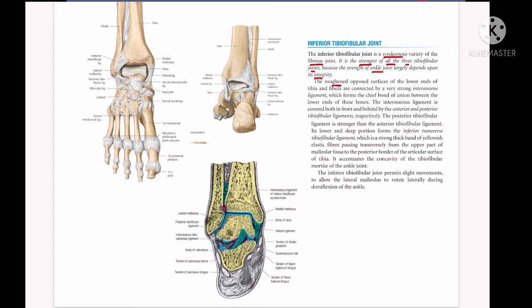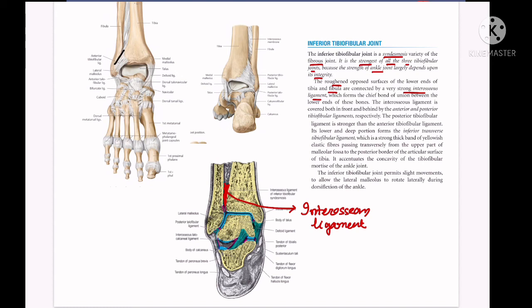The roughened opposed surfaces of the lower ends of tibia and fibula are connected by a very strong interosseous ligament, and that interosseous ligament can be seen in a coronal section passing through the lower end of the tibia and fibula. This is the interosseous ligament, which connects the lower ends of tibia and fibula, and it is the chief bond of union between the lower ends of these bones.